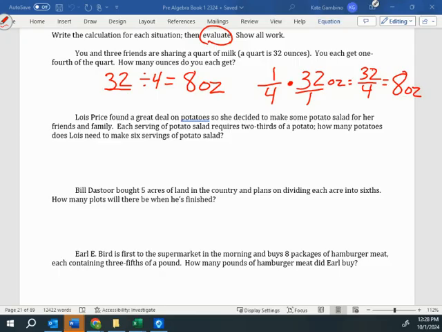So, big takeaway from this is to always check your answer. Does it make sense? If it doesn't make sense, try doing the opposite. If you were dividing by 1/4, try multiplying by a 4th. See if that makes sense. Right? Sometimes it comes to us immediately what to do. Sometimes we have to stop and think about it. Any questions on this page?